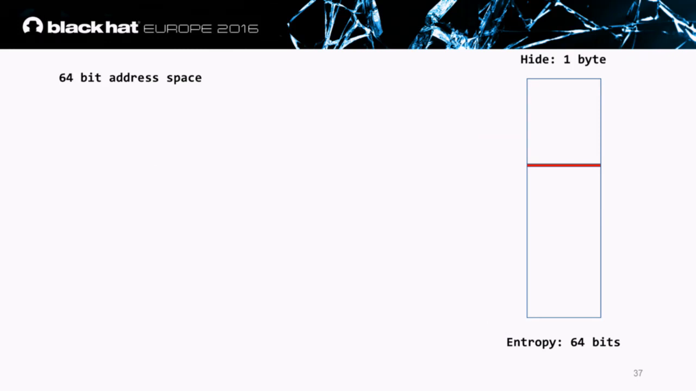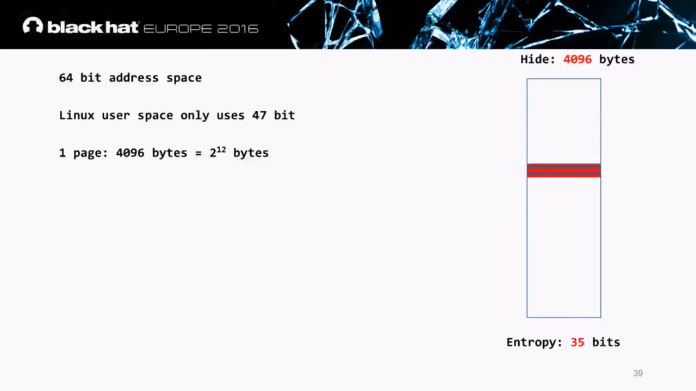Okay, so let's now look at the 64-bit address space. If we try to hide 1 byte, the entropy of this 1 byte is just 64 bits. With Linux, in the user space, it uses 47 bits for the addresses, so entropy reduces a bit. So it's 47 bits if you try to hide that 1 byte in the Linux address space.